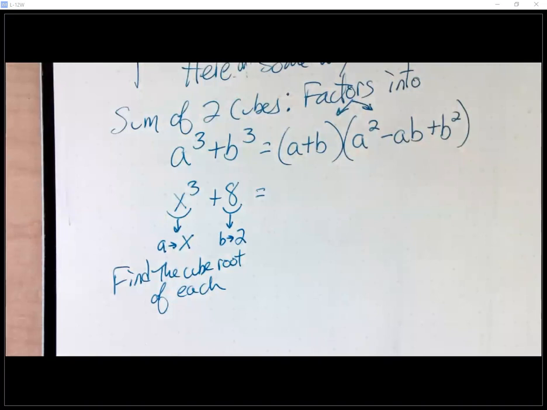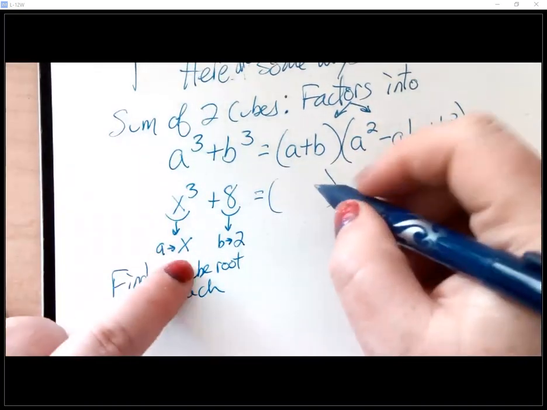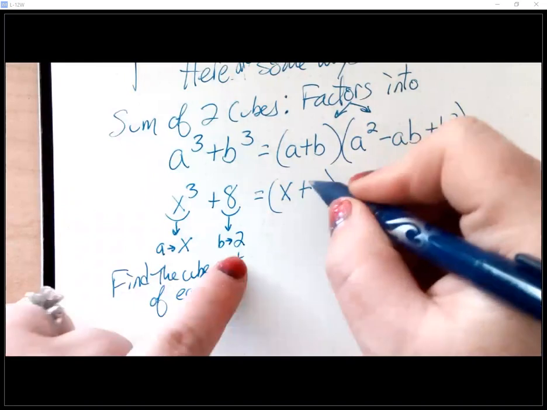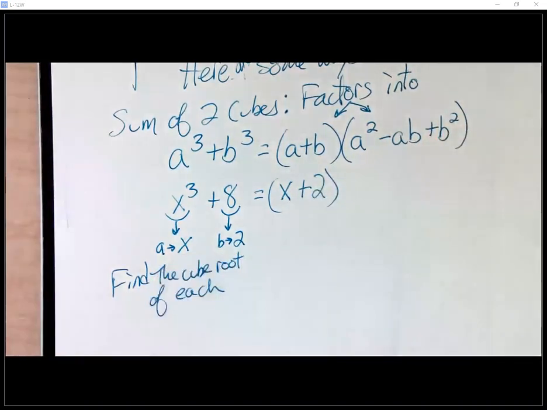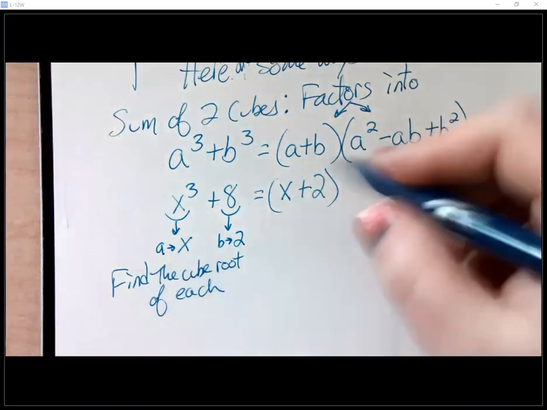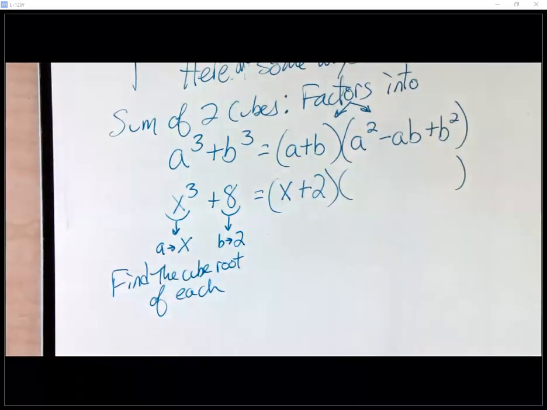So I need a plus b. We just said that a is x, so I'll have x plus, in this case, b is just 2. Does that make sense? So I just have the cube root of each one. I have x plus 2. And then in my next part, I'm going to take whatever a is and square it. So in this case, a is x, so x squared.